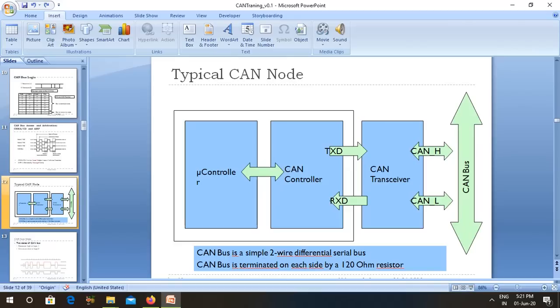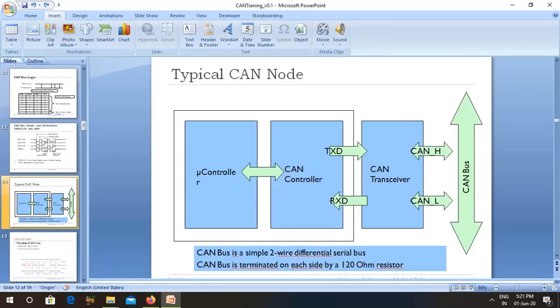This is a typical CAN node. If you implement the CAN standard in a microcontroller, there is a CAN controller inside the chip, and there will be TXD and RXD pins for CAN transmission. You have to employ a CAN transceiver for buffering and to match the physical layer requirement. Then you will have CAN high and CAN low pins.